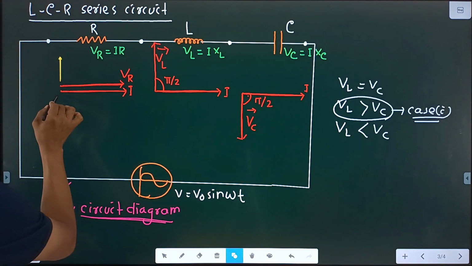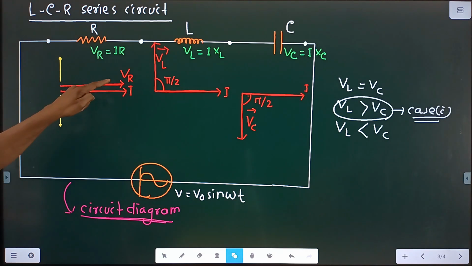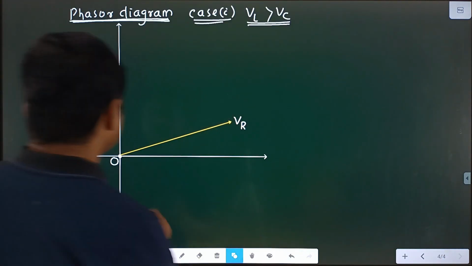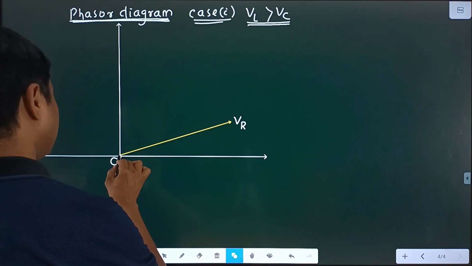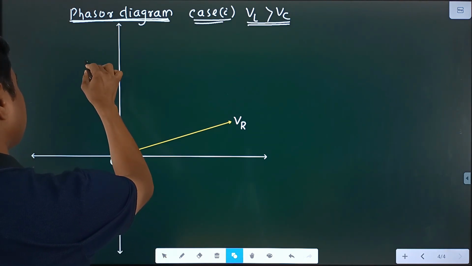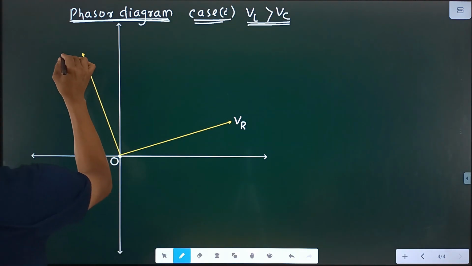This one is the VC phasor. This is a VR phasor, this is a VL and this one is VC. Here the VL phasor is at an angle pi by 2 from VR. So we draw the VL phasor perpendicular to VR. This is the VL phasor.